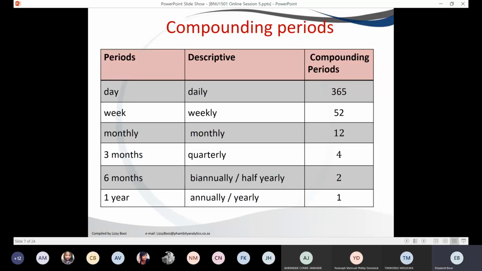If we refer to a day, remember, regardless of a leap year, we always use 365. A week or weekly will be 52. Biannually will be 2, quarterly will be 4, monthly will be 12, and annually will be 1. You always need to remember those so that you use the right numbers to divide and multiply your term and your interest.